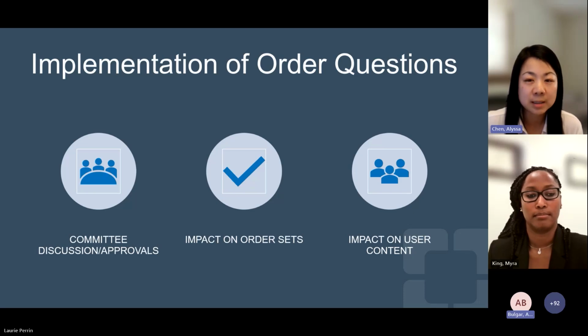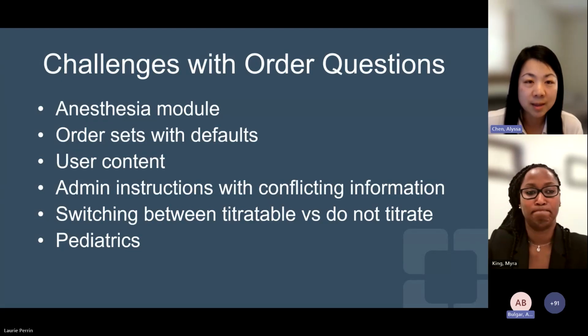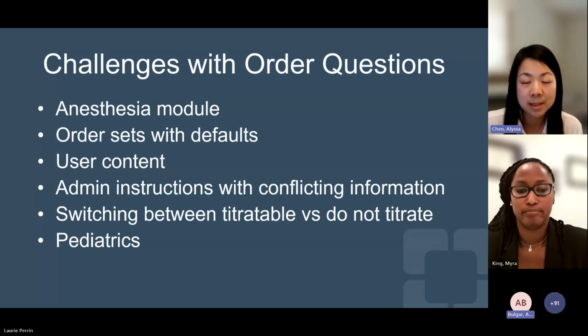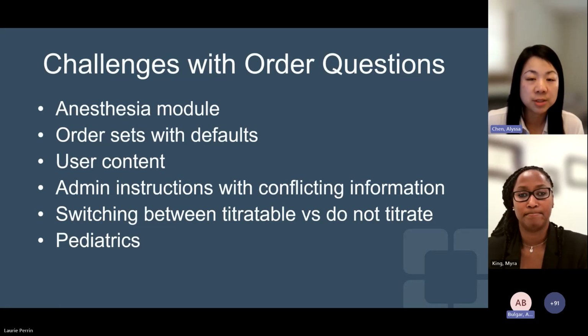And if you can advance to the next slide, I want to go through some of the challenges that we did encounter with our implementation of order questions and why we have only implemented the first group. So the first challenge appeared within the anesthesia module of our EHR, where we identified an issue if a provider documents on a titratable infusion intra-procedurally and then attempts to continue the same order in recovery, the order questions don't display. So that causes issues for our PACU nurses who are trying to titrate but have no instructions on how to do so.